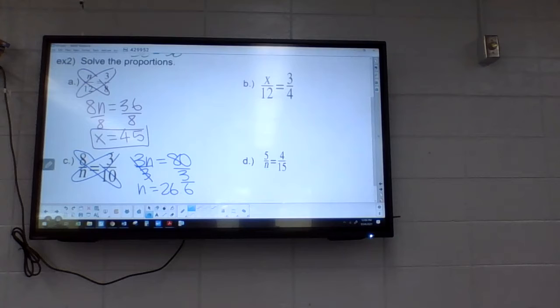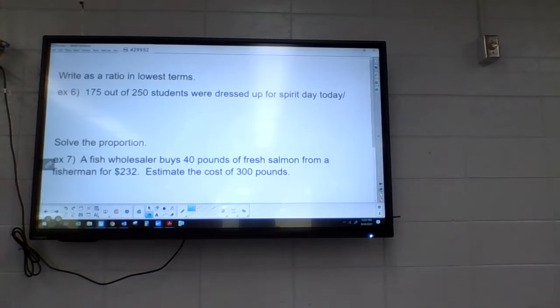Ratios. All right, so it says write as a ratio in lowest terms. So if you guys could go down to example 6, it's about halfway down the page. Write as a ratio in lowest terms. So this one's not asking us to find anything other than the fraction, the comparison of those values. So 175 out of 250 students were dressed up for Spirit Day today. I didn't really count this today because I looked and saw that most people were dressed up. So I just guessed. So 175 out of 250, how do I write that as a ratio?